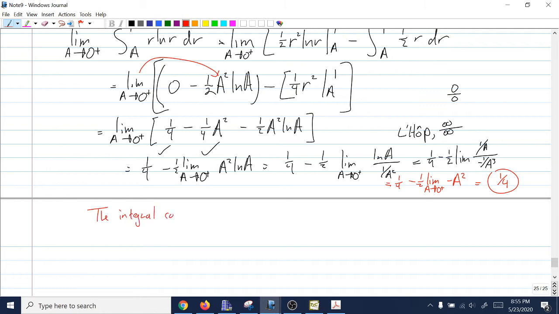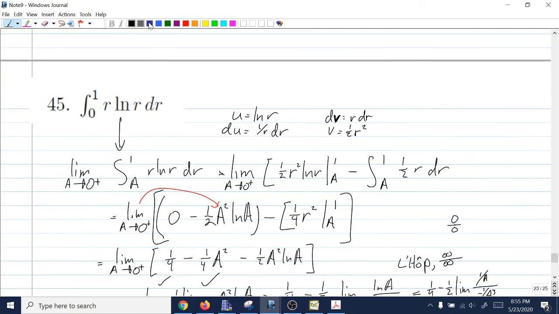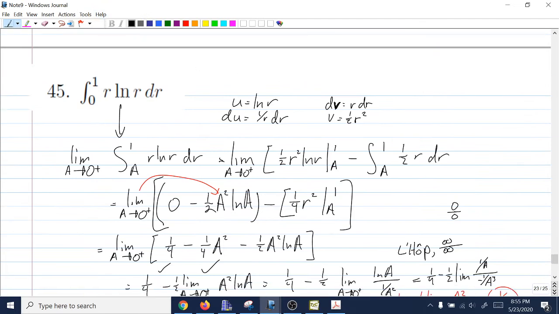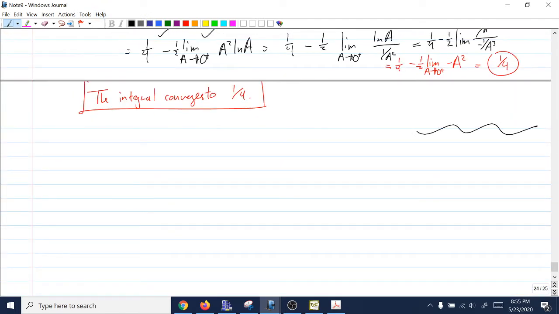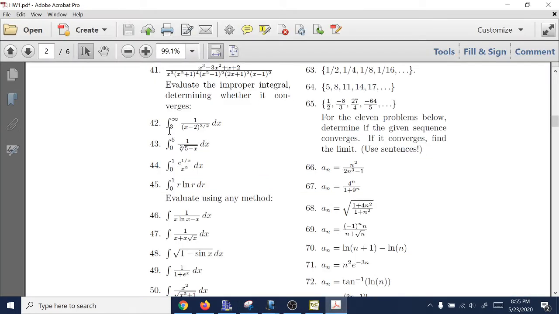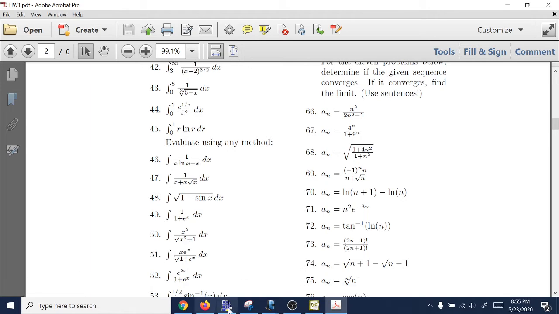Okay. This is maybe not even an improper integral, because the function actually does have a limit at 0. To check that the function does have a limit at 0 is the same type of computation you're doing. Yeah. Okay, let's do number 7.